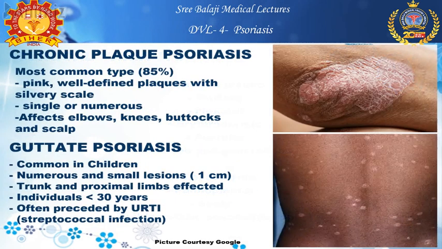The chronic plaque psoriasis is what I discussed a little ahead. It presents with erythematous plaques with silvery white scales, usually bilateral, symmetrical, affecting the elbows, knees, and scalp, but can affect any part of the body.